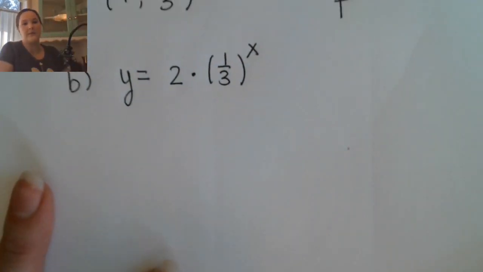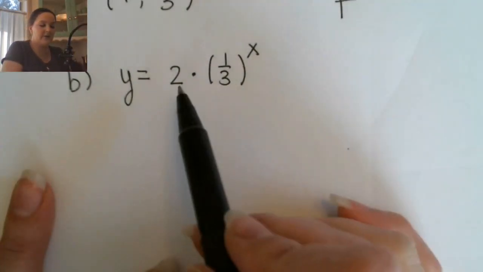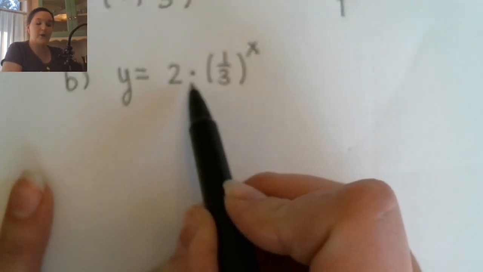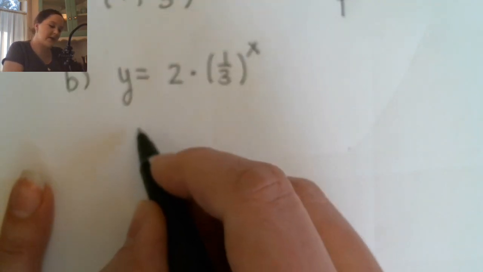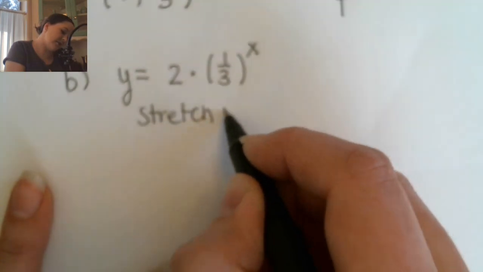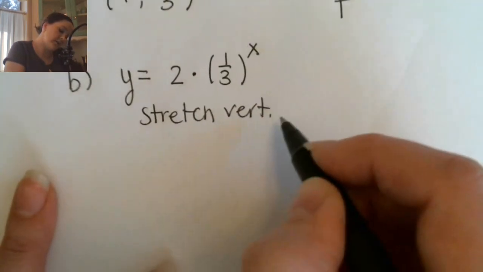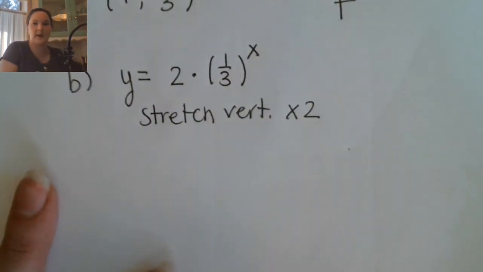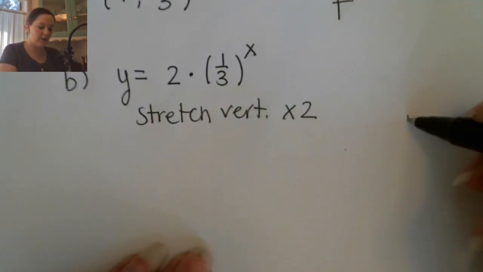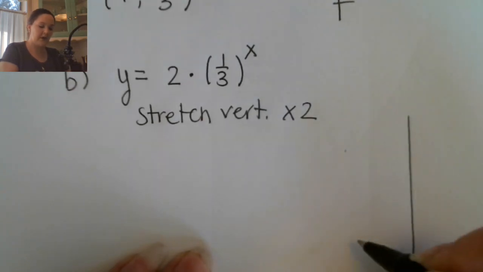When you have the times 2 in the front, outside the function, way out in the front, and when you multiply, remember that is going to stretch the graph. So this is going to stretch vertically times 2. We're going to take the y coordinates of all of our points and multiply them by 2.